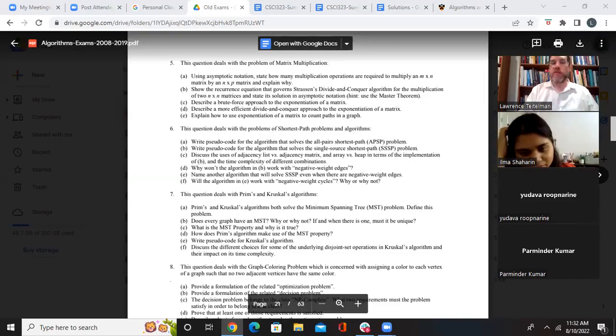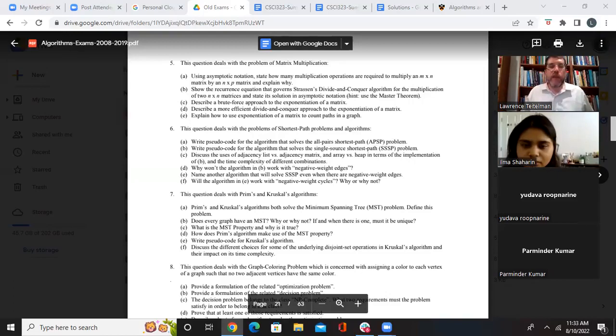So if I go back to the matrix one, I have T of n equals T of n over 2, so it's half the size, plus I need to do a multiplication, n cubed. So this is going to be n cubed log n, or log p, whatever the power is.